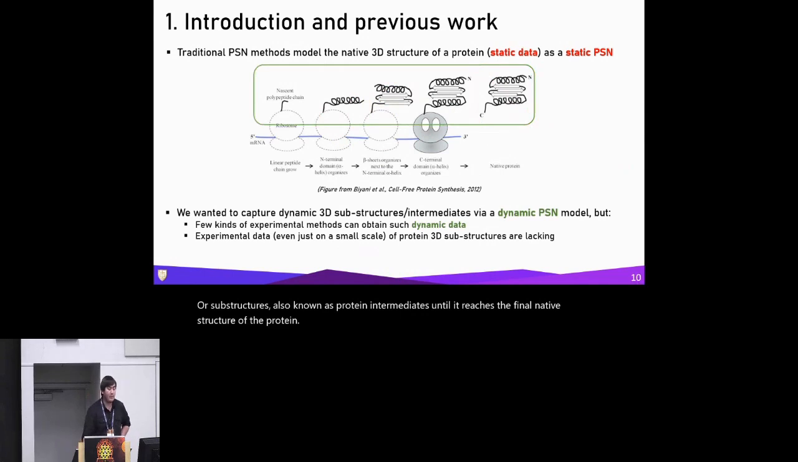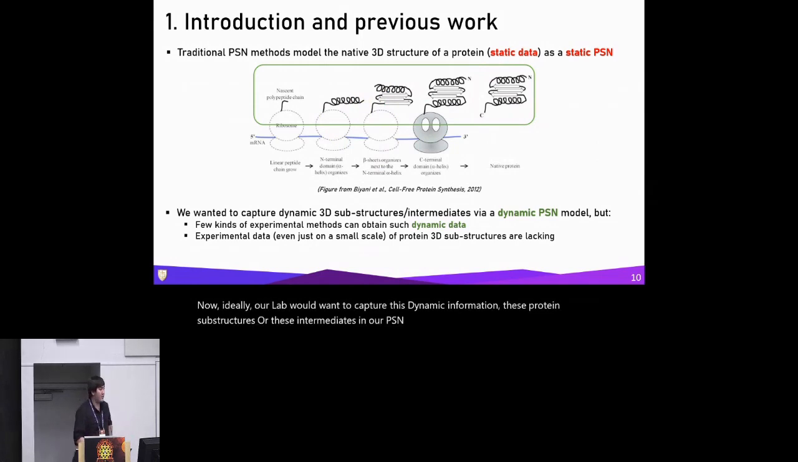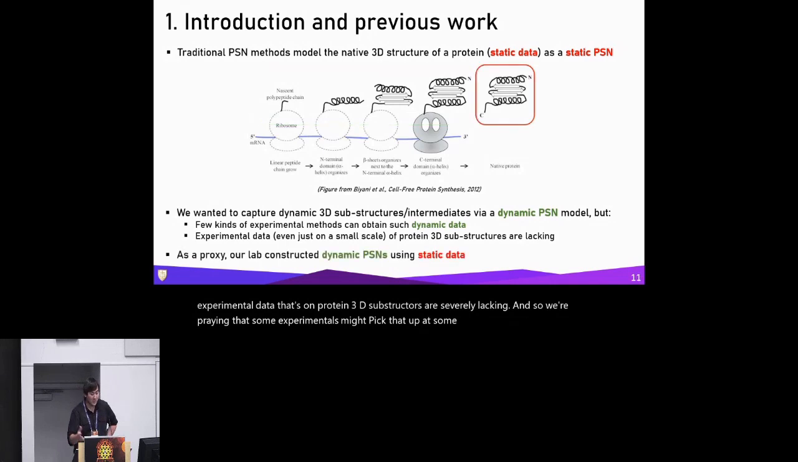Now, ideally, our lab would want to capture this dynamic information, these protein substructures or intermediates, in our PSN model, but there are very few experimental methods that can actually obtain this dynamic data. More so, even the experimental data on protein 3D substructures are severely lacking. And so we're praying that some experimentalists might pick that up at some point. So our lab had to compromise, to develop a proxy for mimicking this protein folding process by constructing a dynamic PSN using static data, namely the native structures of the proteins.